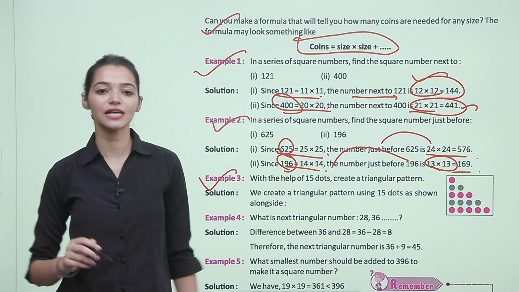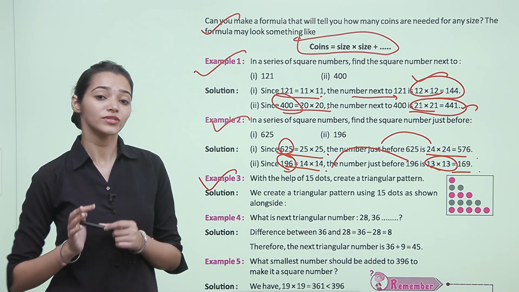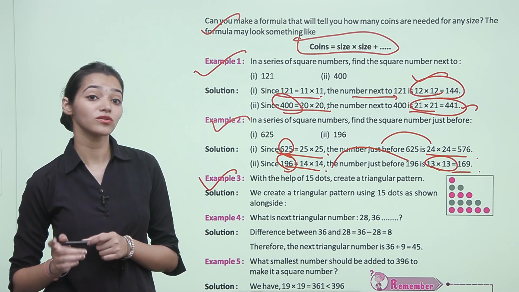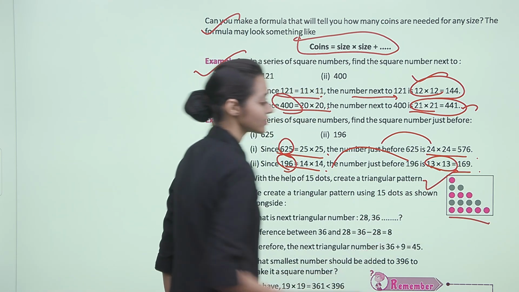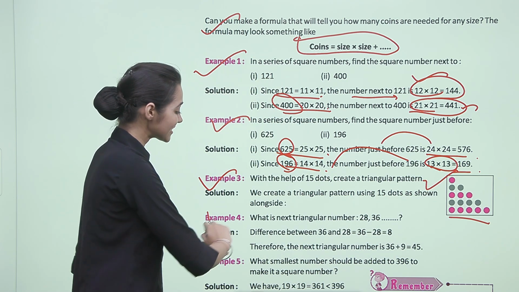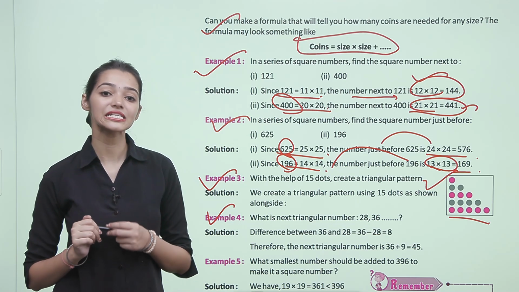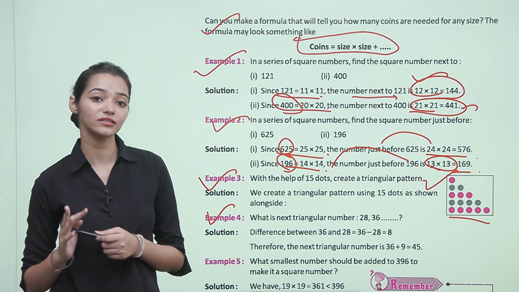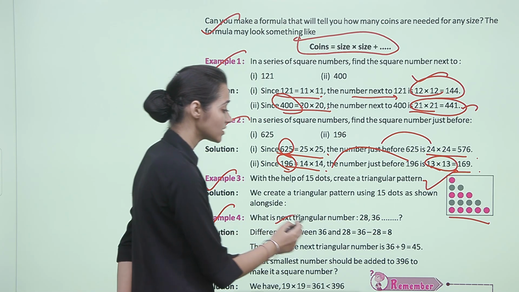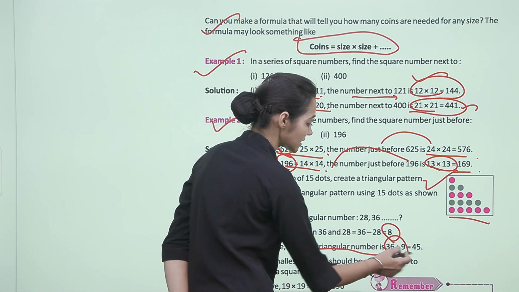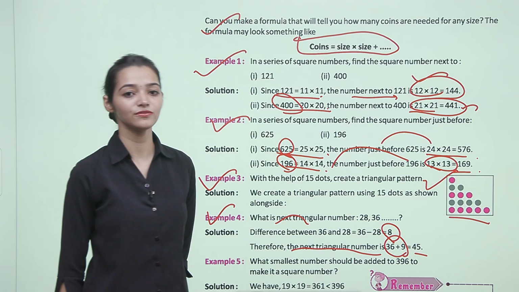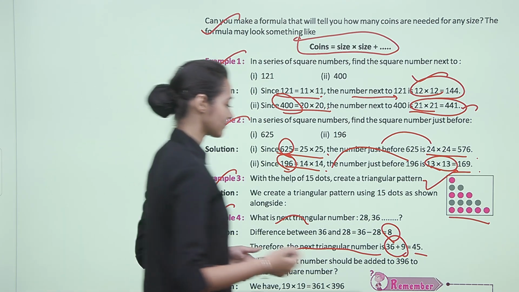Now let's look at example number 3. With the help of 15 dots, we have to create a triangular pattern. Now we can create a triangular pattern using 15 dots as shown in this figure. Now in the next example, we have to tell the next triangular number after 28. The difference is 8, so the next triangular number is 36 plus 9, that is 45.